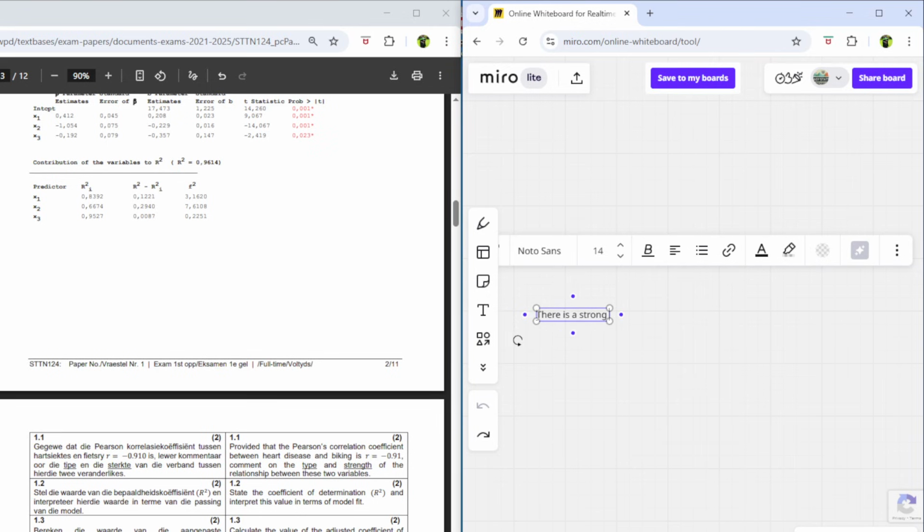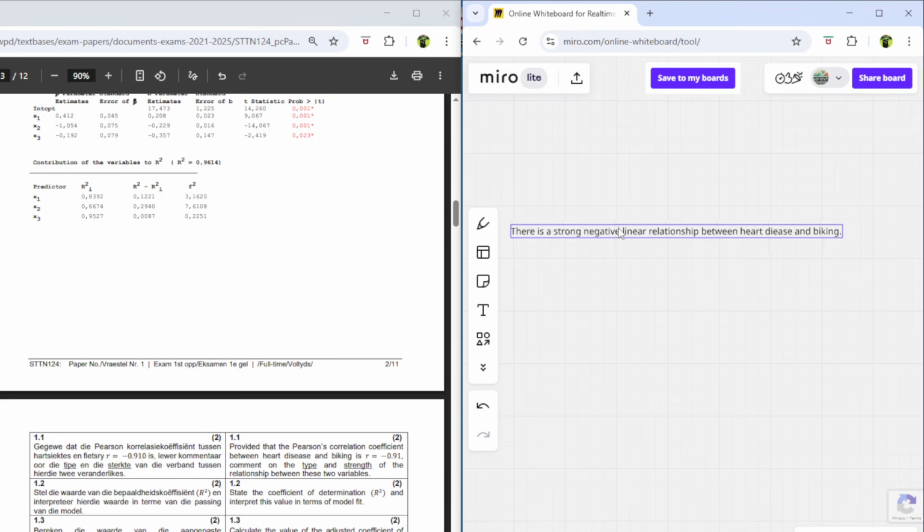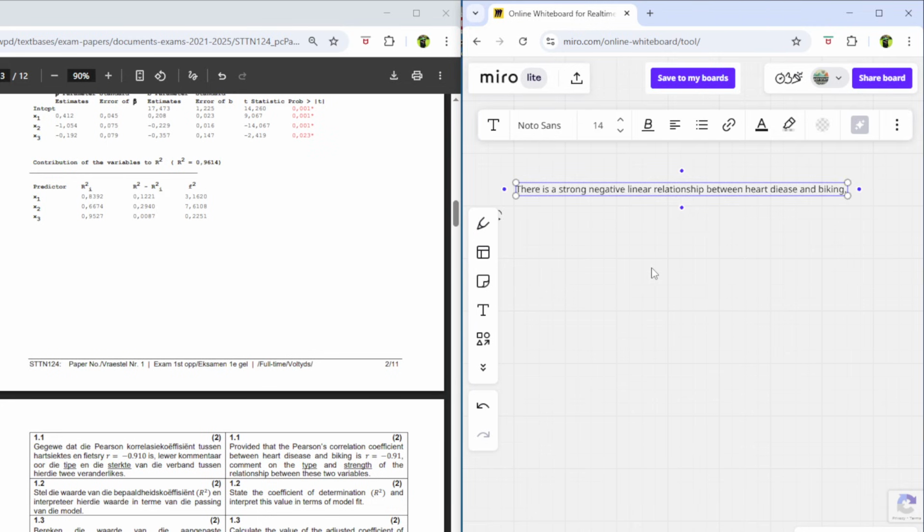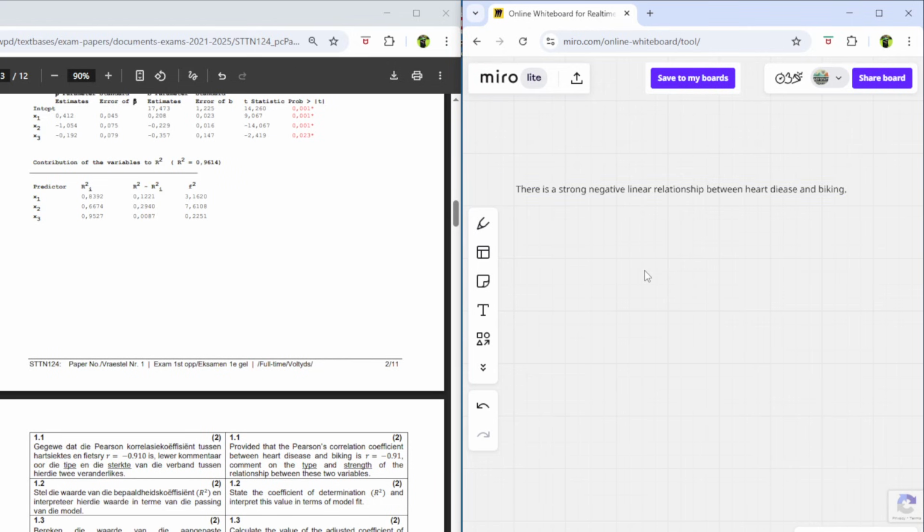a strong negative linear relationship between heart disease and biking. Just like that. There's your answer for 1.1. There's a strong negative linear relationship between heart disease and biking.